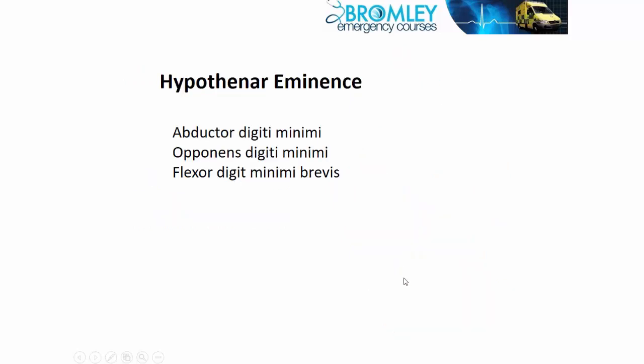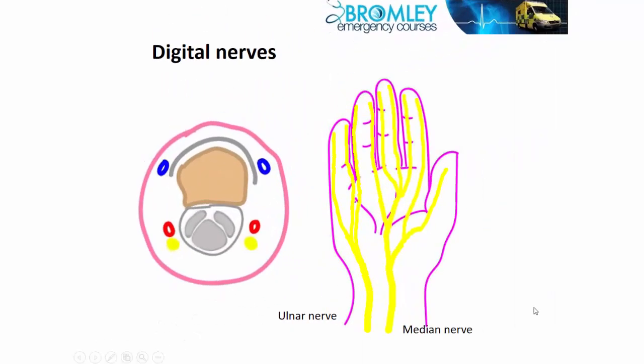Okay, as I've said, the hypothenar eminence is a mirror image of the thenar eminence in terms of its muscles: an abductor, an opponens and a flexor. They have rather long names because they're of the small finger, the little finger, which is the digiti minimi, so it's abductor digiti minimi, opponens digiti minimi and flexor digiti minimi brevis, because there's also of course the long flexors of the little finger, the profundus and the superficialis. Okay, so those are the muscles in the hand.